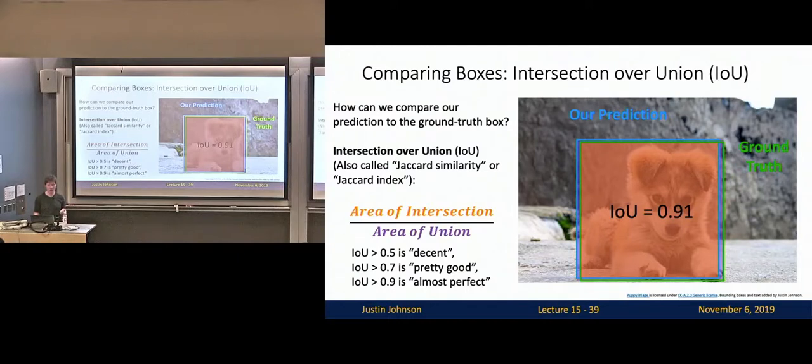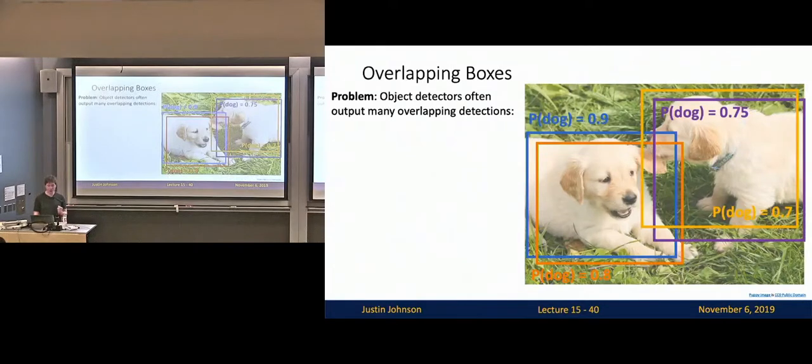So this IOU metric is something that we use all over the place whenever we need to compare two bounding boxes. But now there's another problem that was pointed out a little bit earlier, which is that these practical object detection methods will often output many overlapping boxes that are all around the same objects.